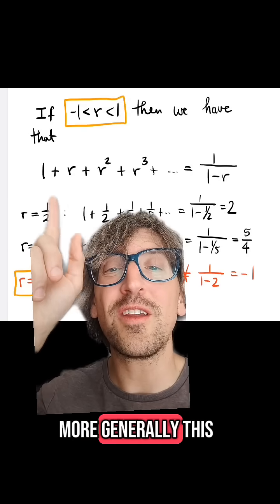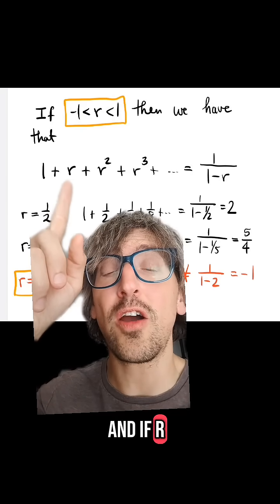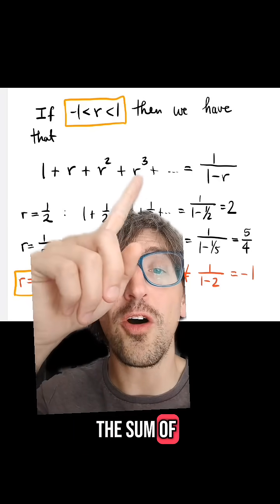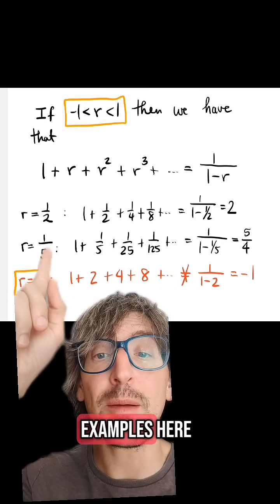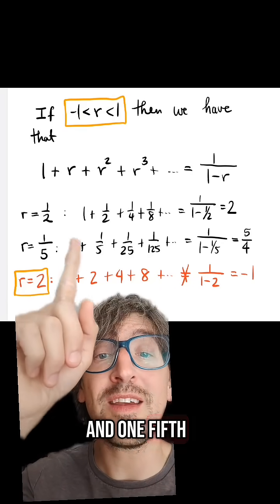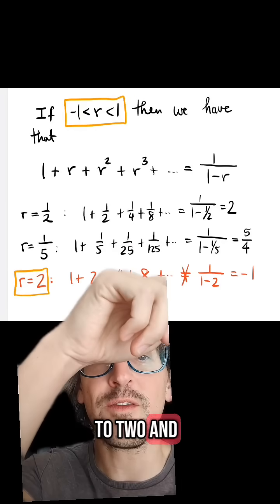More generally, this is called a geometric series, and if r is between -1 and 1, the sum of all the powers will converge to 1 over 1 minus r. You can see I have some examples here, like 1/2 and 1/5. These infinite sums are going to converge to 2 and 5/4.